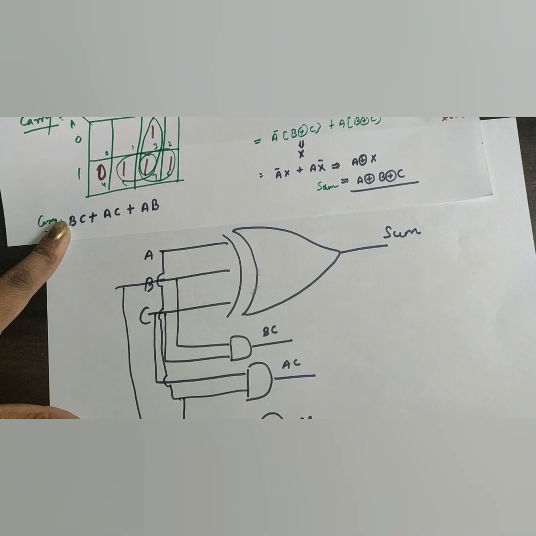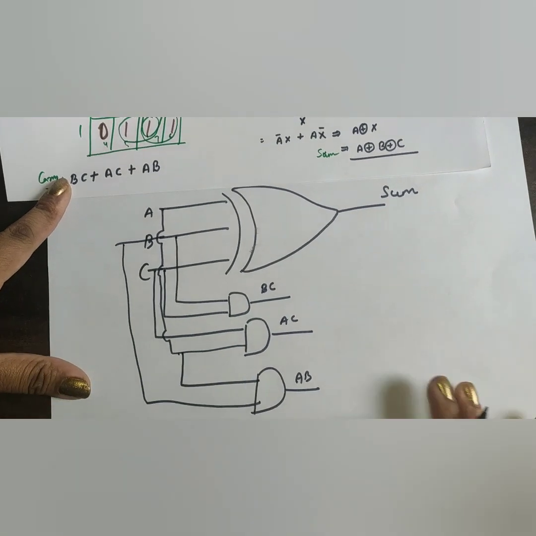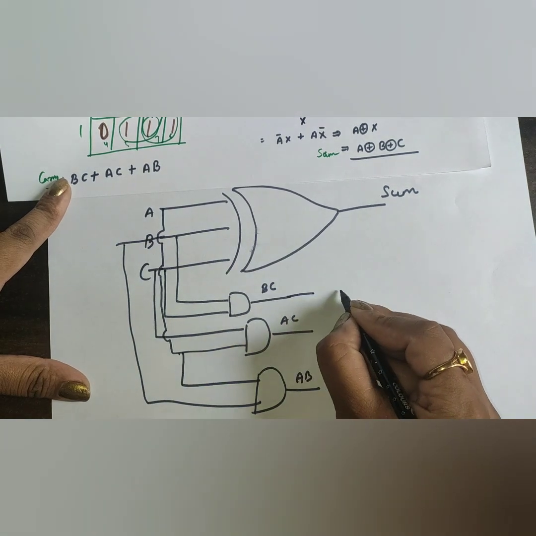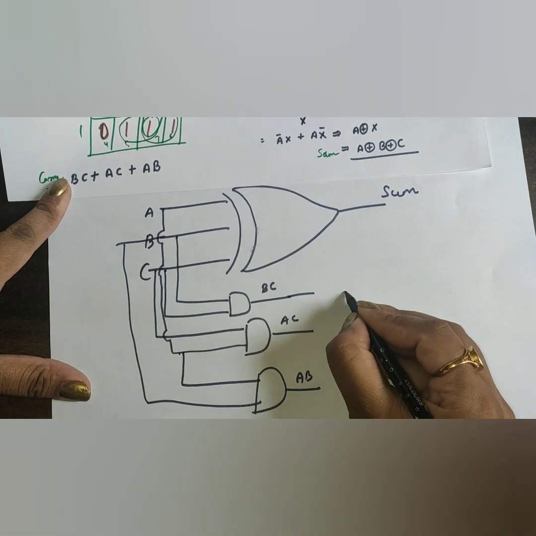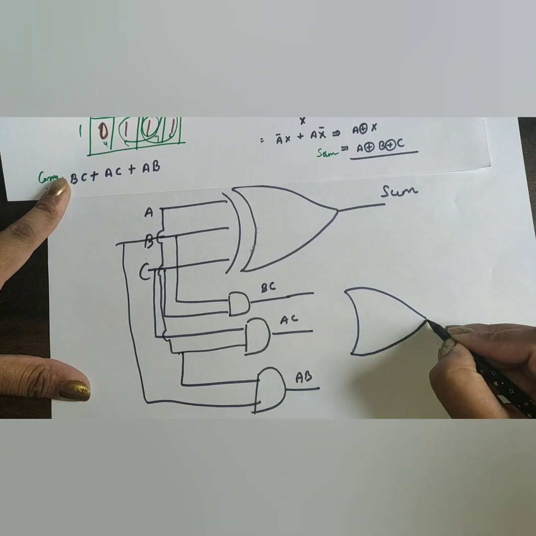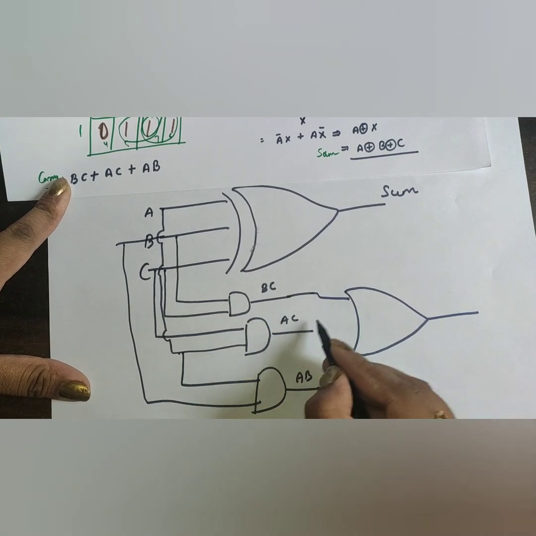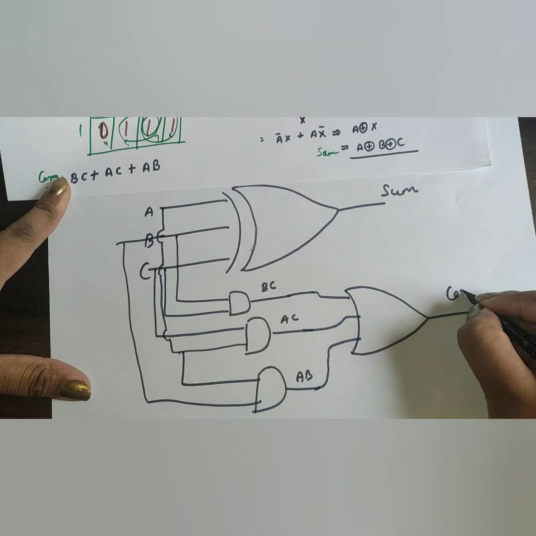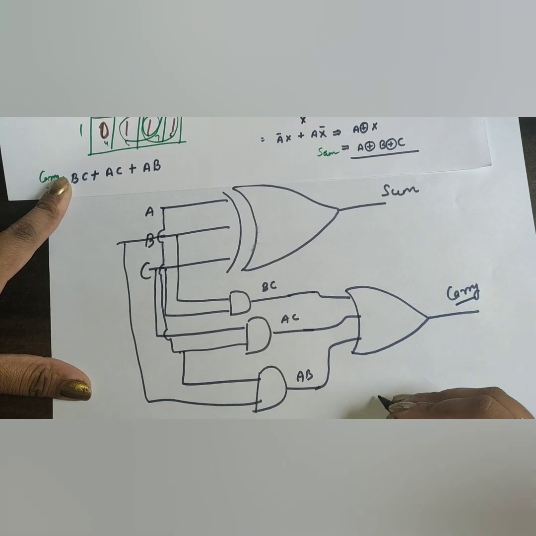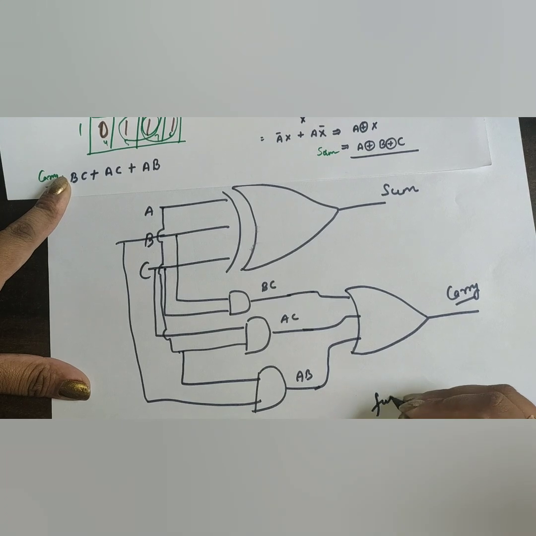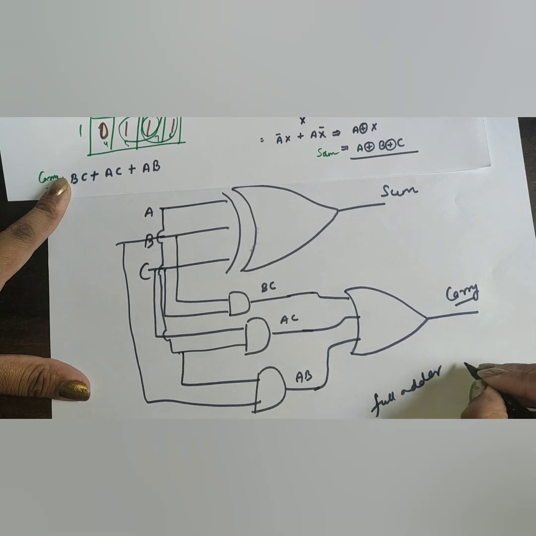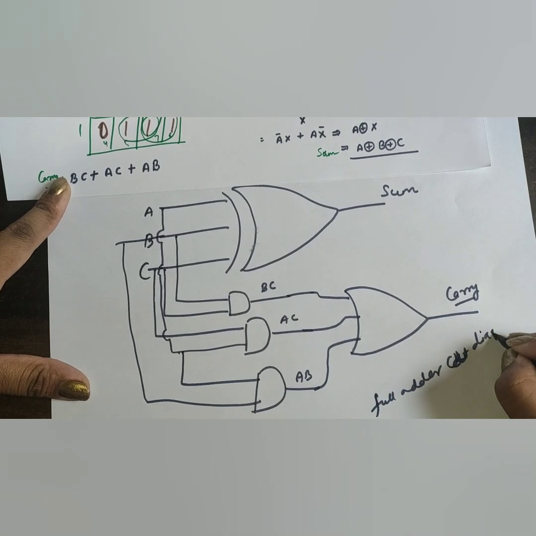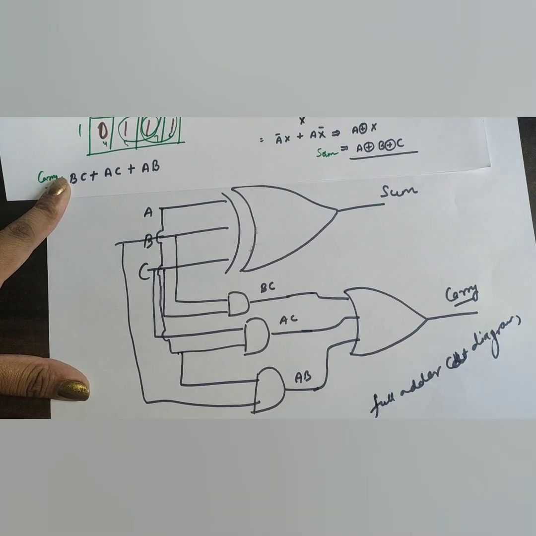All are given to AND gate. Now these all are given to OR gate. So OR gate is like this. So all inputs are given to OR gate. Now this will be your carry. So this is a full adder circuit diagram. So I hope it is clear now.